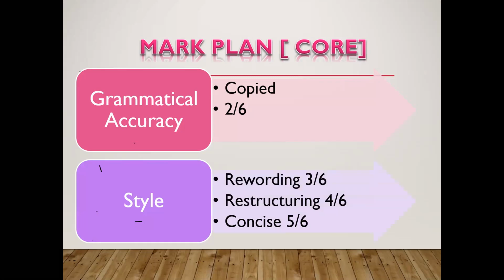How can I get 3 out of 6? How can I enhance my mark? I have to do rewording, which is paraphrasing the sentence, and then restructuring. Restructuring means you have to change the structure of the sentence. Finally, in order to receive 5 to 6, you have to be concise. What do I mean by concise? To join ideas and group ideas together.